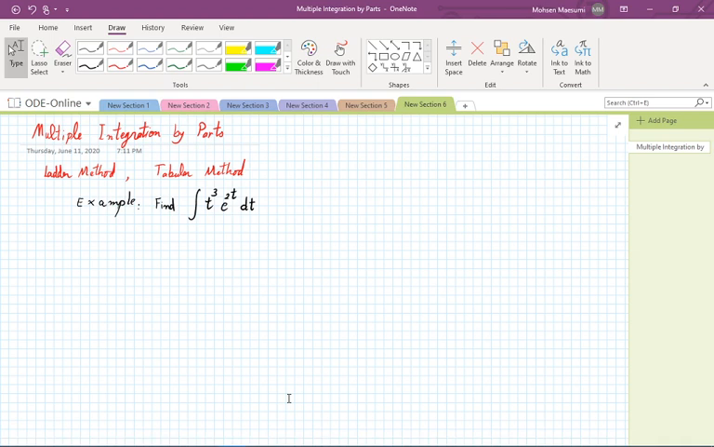What we have in mind is a so-called multiple integration by parts, sometimes referred to as the ladder method or tabular method. What I'm going to write is going to be the same as those, except that it's written in a line as opposed to written in a table. An example of this problem would be something like: find the integral of t cubed exponential of 2t dt.